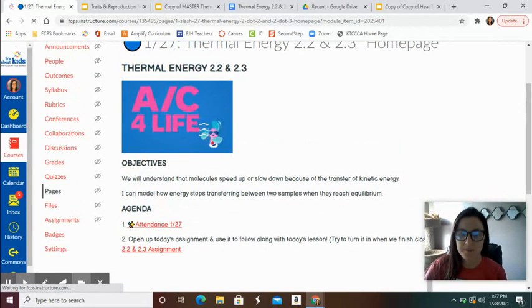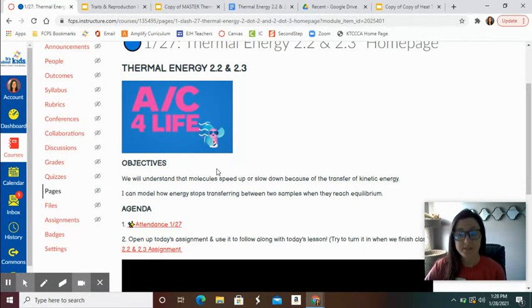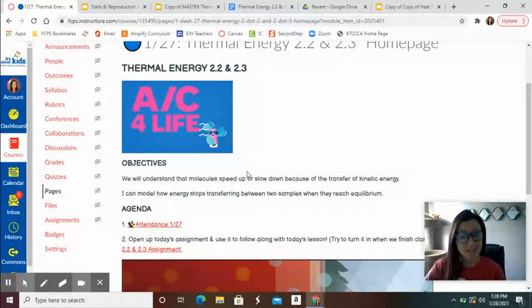Today we are still focusing on the idea that molecules will speed up or slow down depending on how much energy they have. Obviously, if they speed up, they have more energy, and speeding up will also give them a high temperature. Slowing down will make them have less energy and a low temperature. And we are going to focus on how energy is transferred.